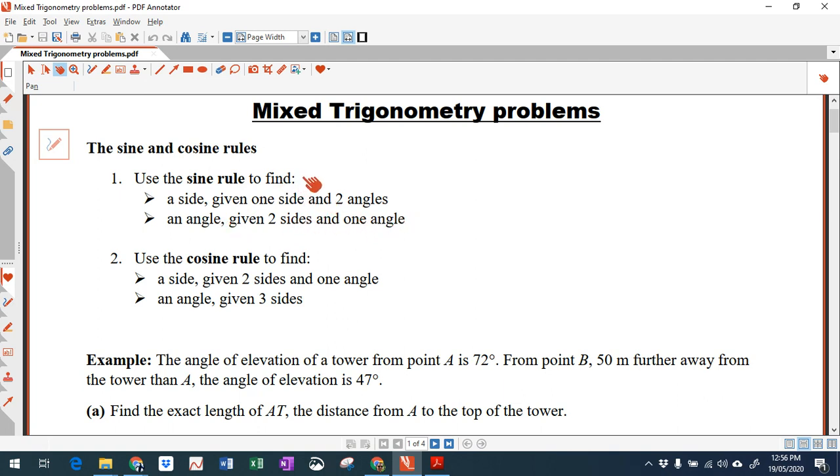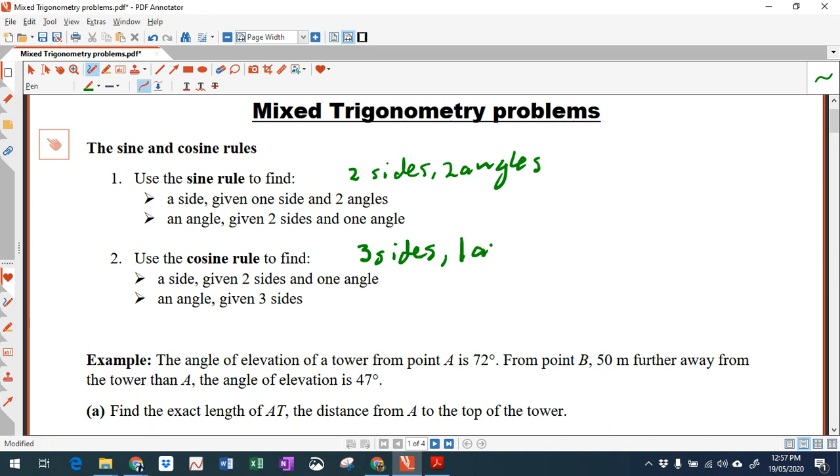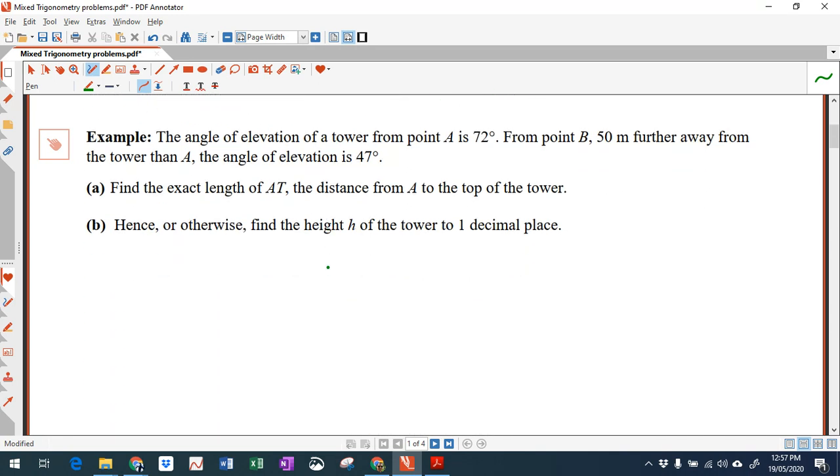So look, the sine rule, this is the way I remember it. It's two sides and two angles. If the question involves two sides and two angles, then use the sine rule. For the cosine rule, if the question uses three sides and one angle, use the cosine rule. Let's have a look at the first question.